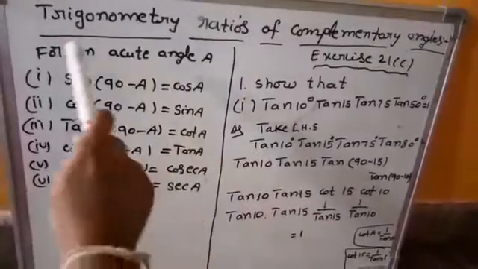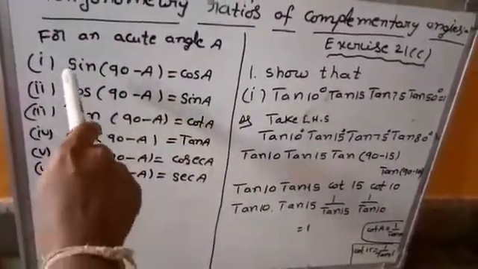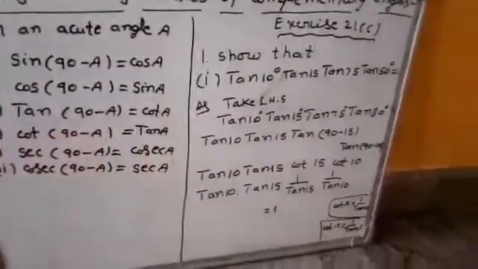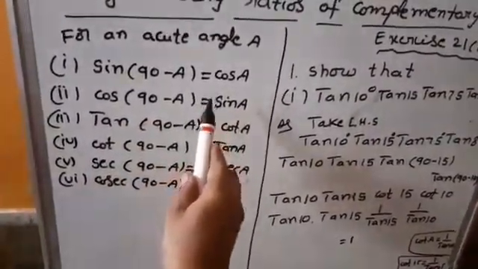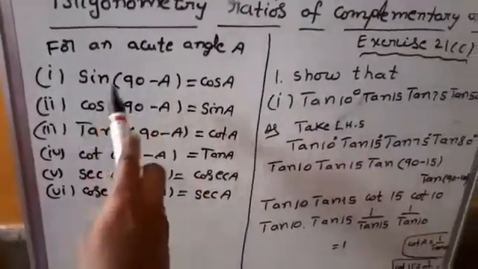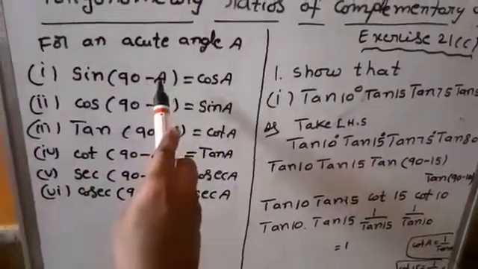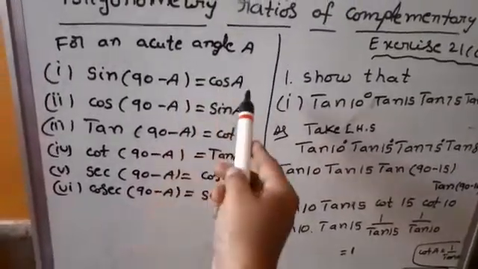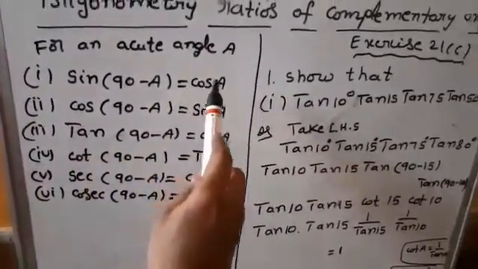First, some formulas for an acute angle A. The first one: sine of 90 minus A equals cos A. If sine of 90 minus A is there, sine will become cos, because 90 degrees is there. Here angle A is there, so it will come as angle A. Suppose 2A is there, then it will come as 2A. So sine of 90 minus A equals cos A.